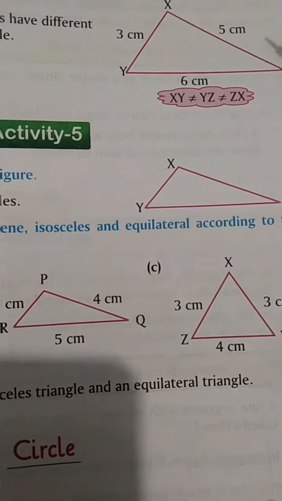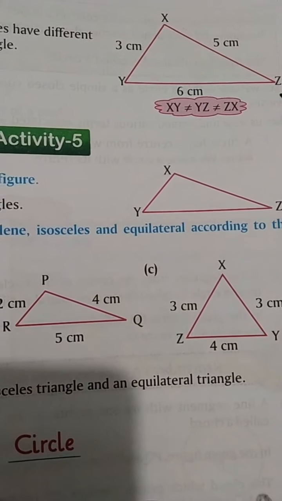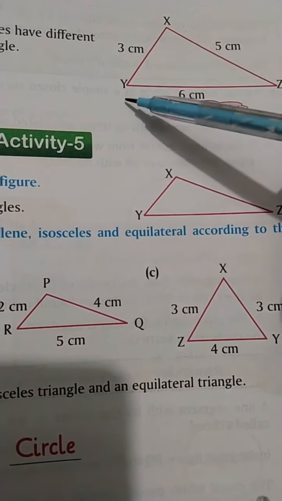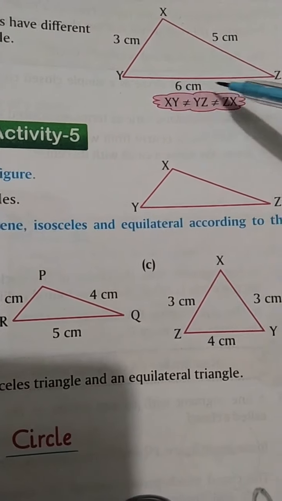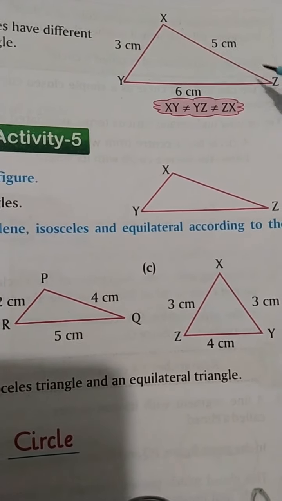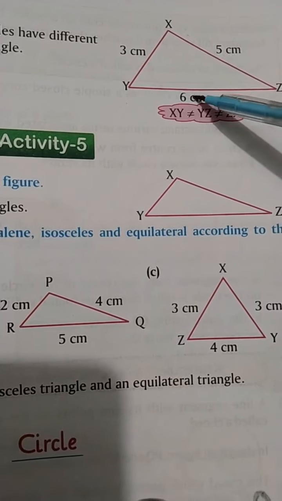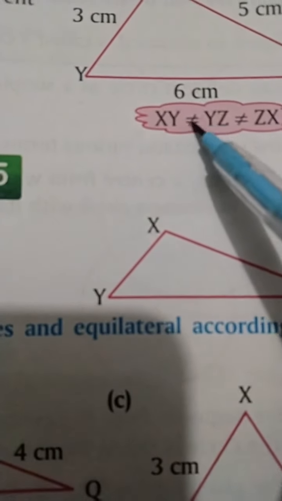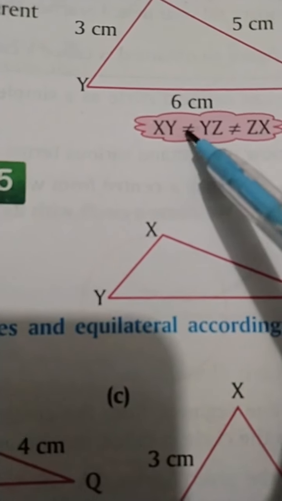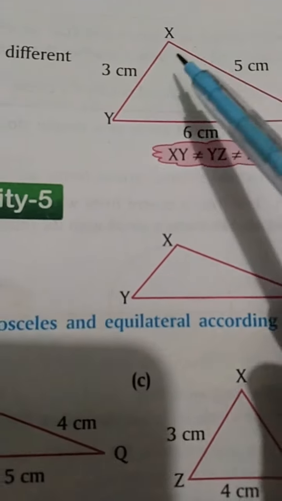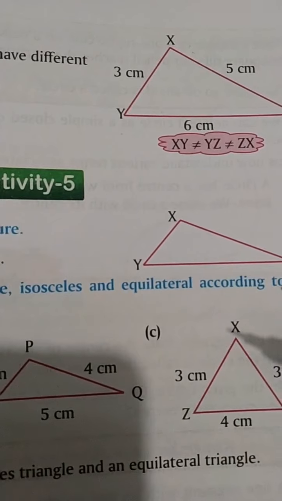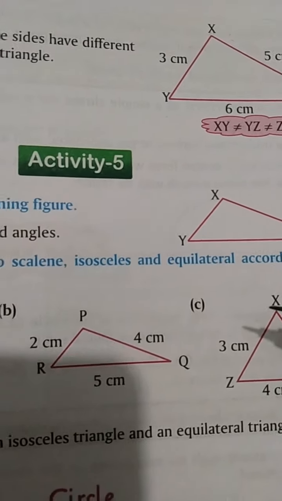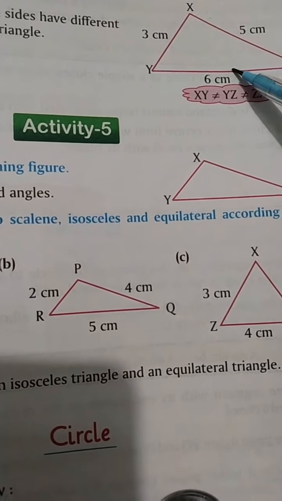Next is triangle XYZ. XY is 3, YZ is 6 and ZX is 5. In this all sides are different. Kids, this sign means not equal to. So in this all the sides have different lengths. It means this is a scalene triangle.